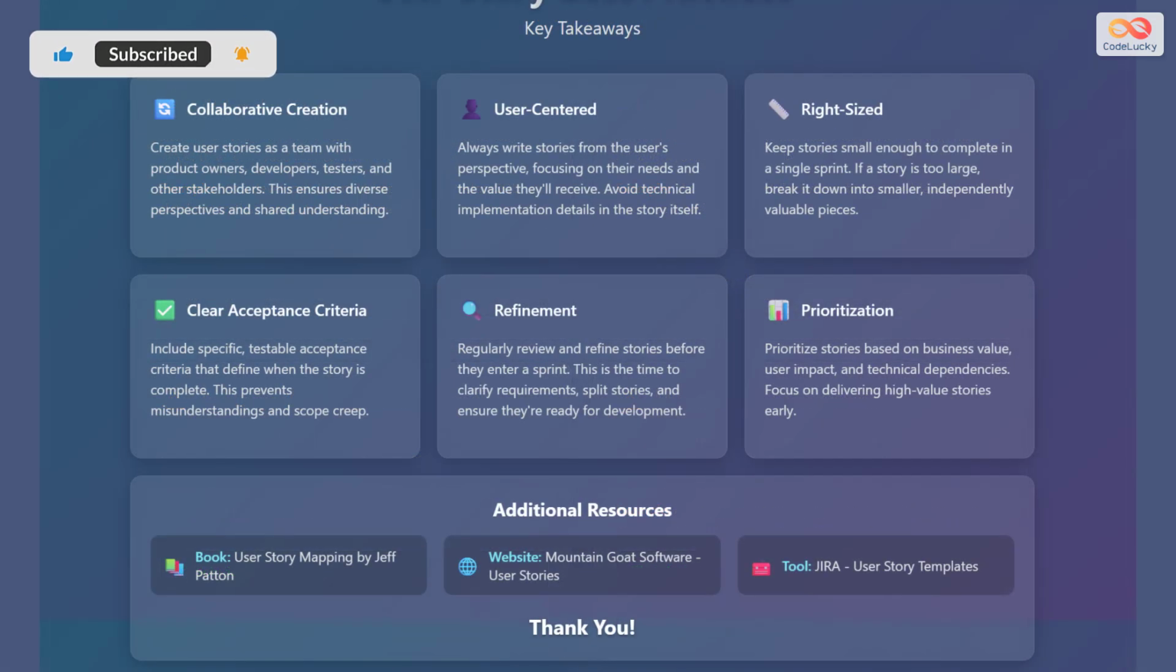Here are some user story best practices. Emphasize collaborative creation with a diverse team. Keep user-centered by writing stories from the user's perspective. Make sure stories are right-sized so they can be completed in a single sprint. Always include clear acceptance criteria and regularly refine stories before a sprint. Prioritize stories based on value and impact.